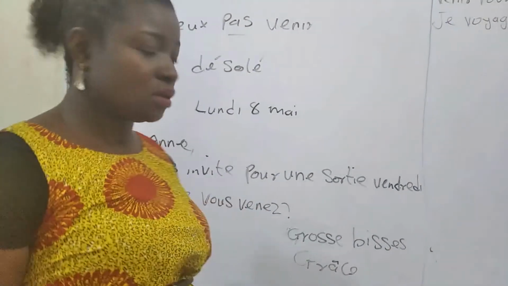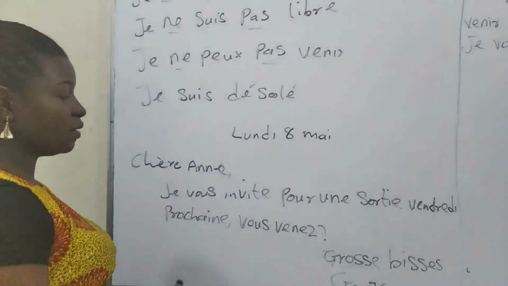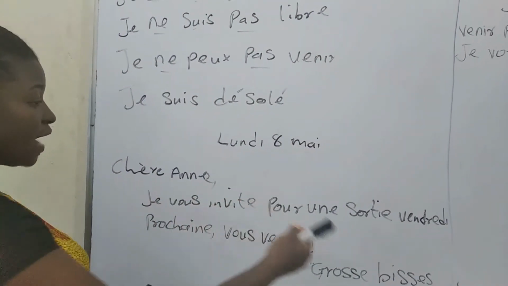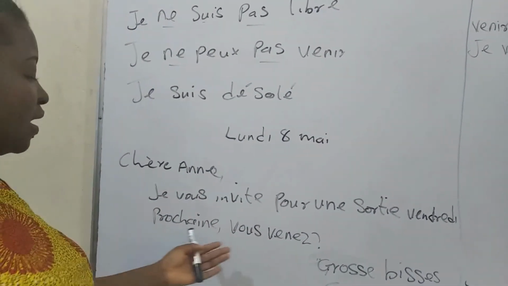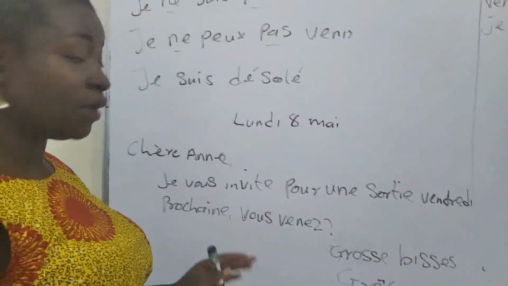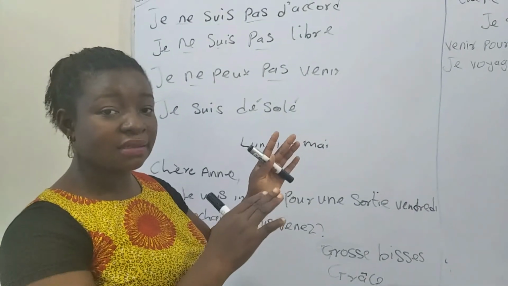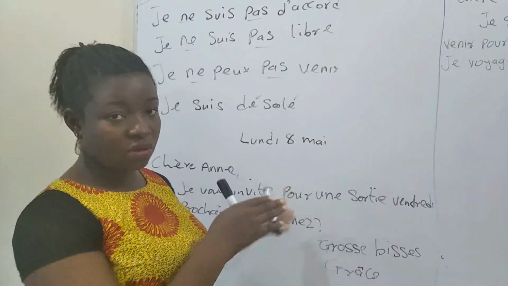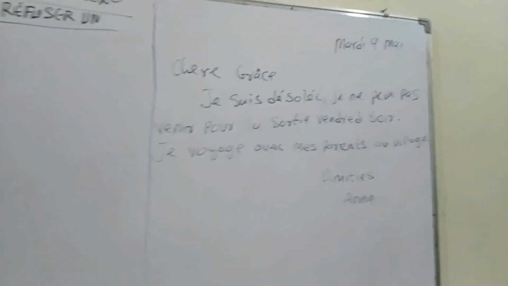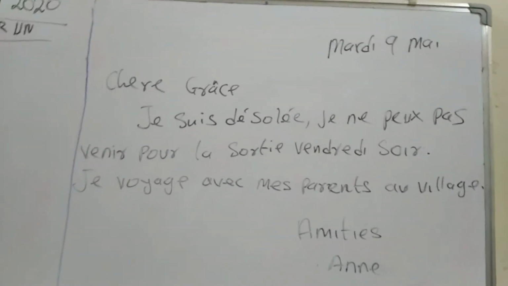Dear Anne, I invite you to go out next Friday. Will you come? Big kisses, Grace. Very short. We looked at this letter last week. So today we're going to look at how to refuse this letter. Here Grace is going to reply to the letter. On mardi 9 May, she replied.